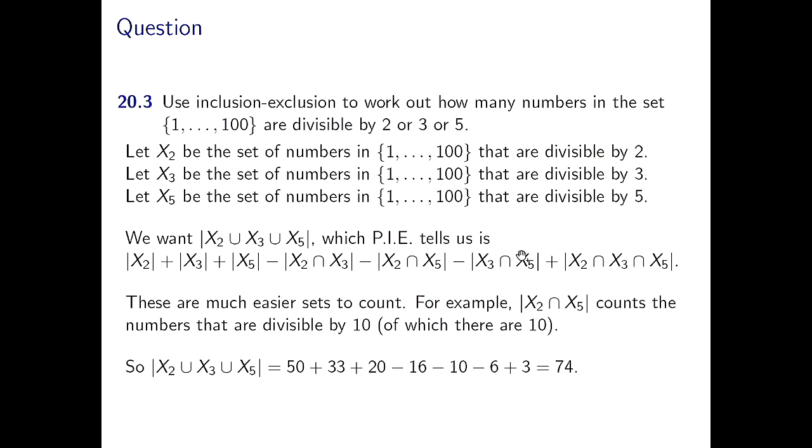You've still got to think, I'm not saying this is entirely pain-free, but at the end of the day, you get 50 plus 33 plus 20. That was the sizes of these. The sizes of our 2-way intersections wind up being 16, 10, and 6. And the size of our 3-way intersection, that's the things that are divisible by 30, is just 3. Turns out it's 74, so perhaps unsurprisingly it's most of them, right?